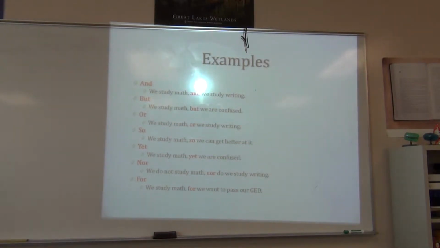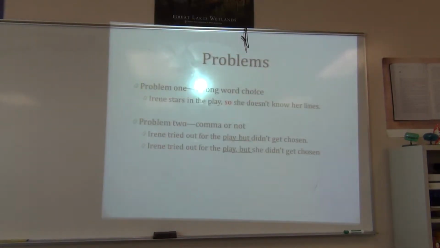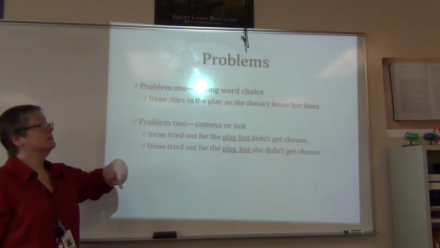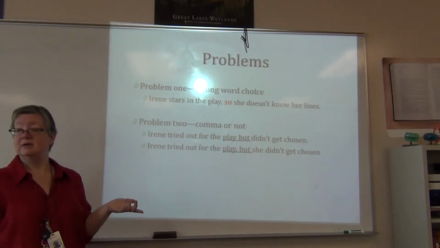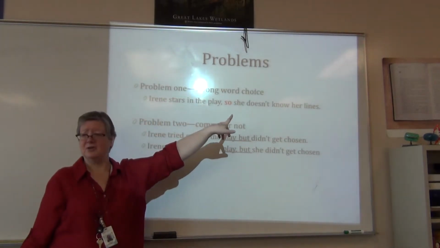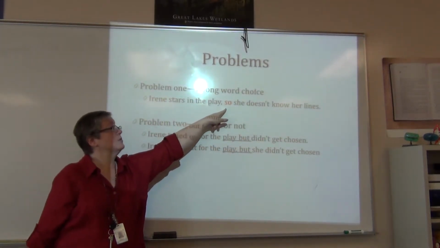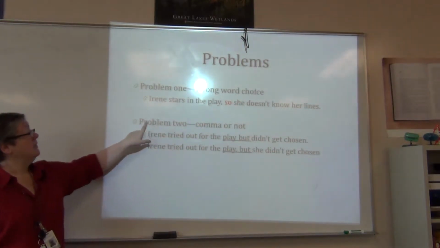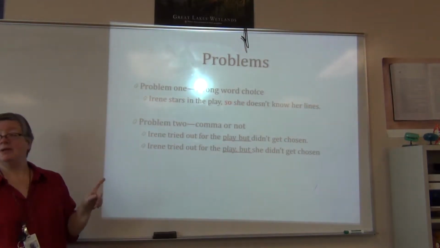Alrighty. Let's see. Problems that come up. Using the wrong word to combine. Irene stars in the play, so she doesn't know her lines. That doesn't make sense. Okay? If she's the star, she should know her lines. So this is just using the wrong word. So like but would be a better choice there. Okay? Then the other problem is, do you put the comma in or not?